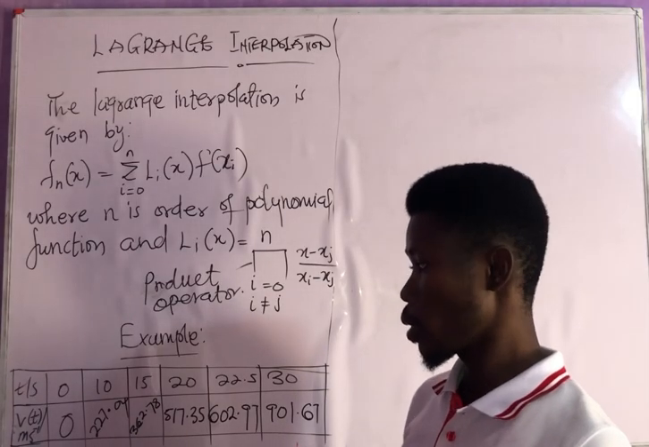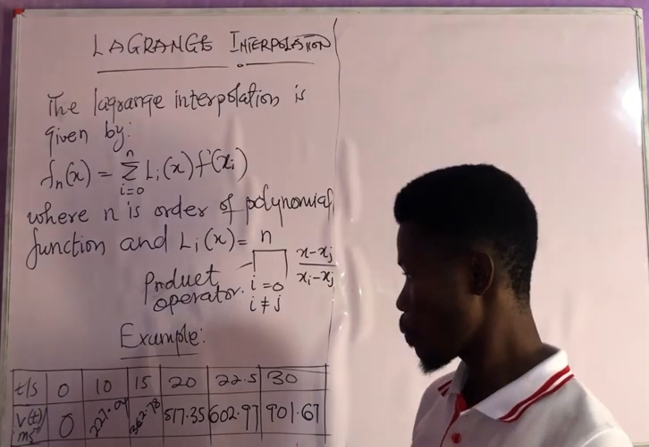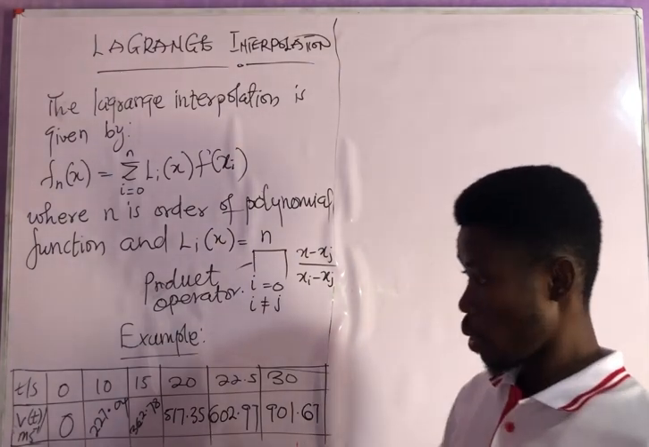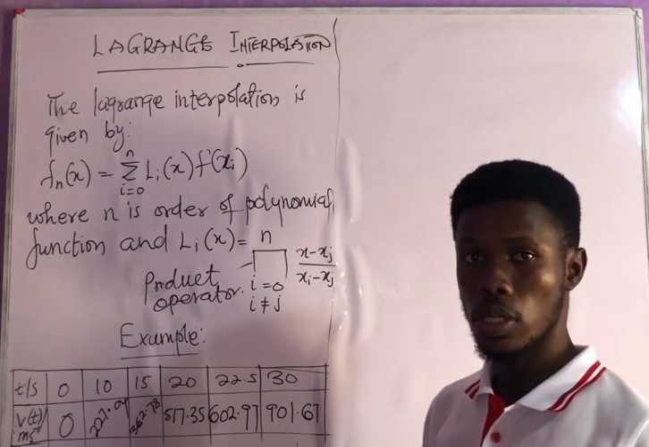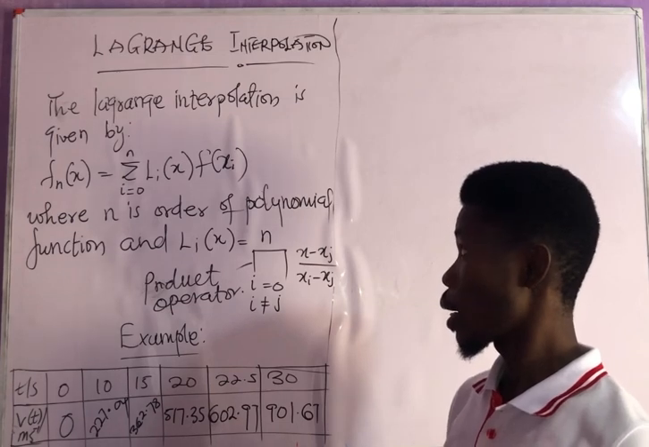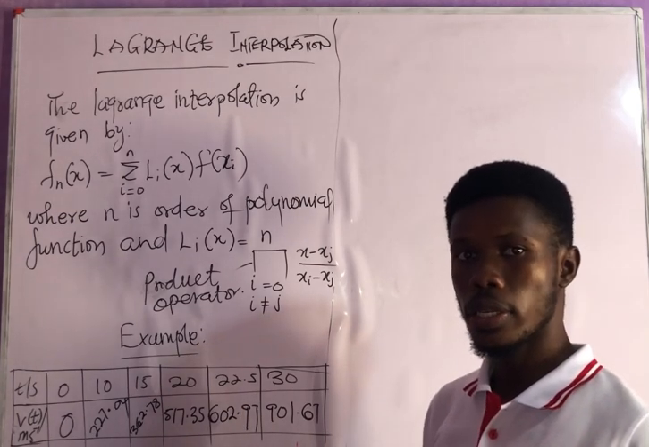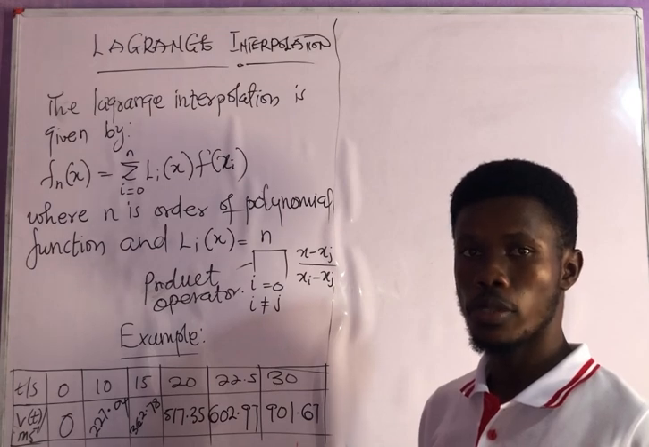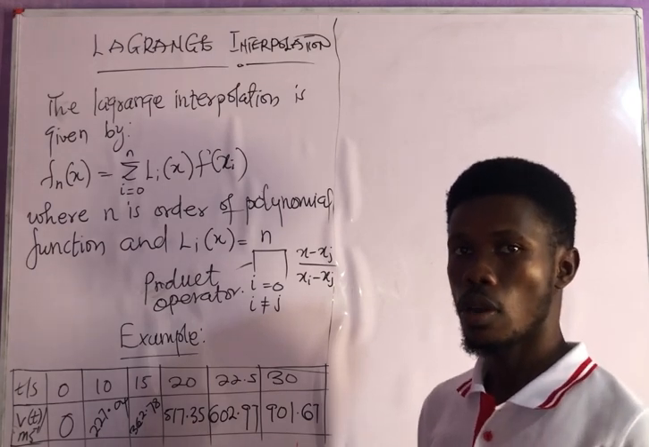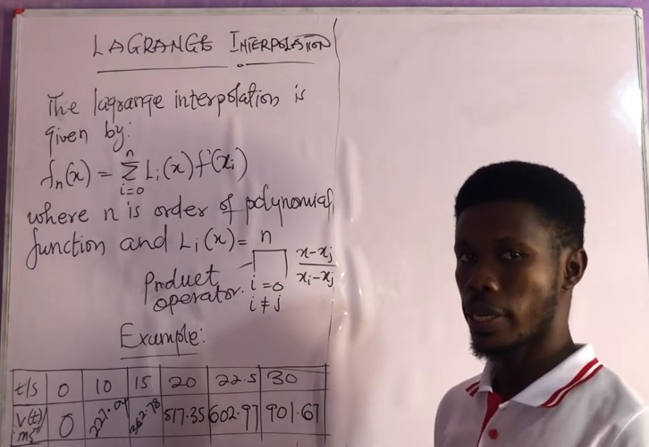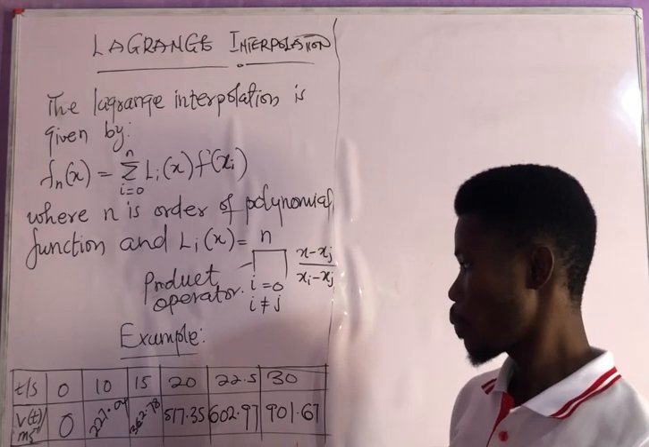For the example given, we have been told to find the linear Lagrange interpolation, and you have to find V of 16, or t equals 16 seconds. So how do you do that?